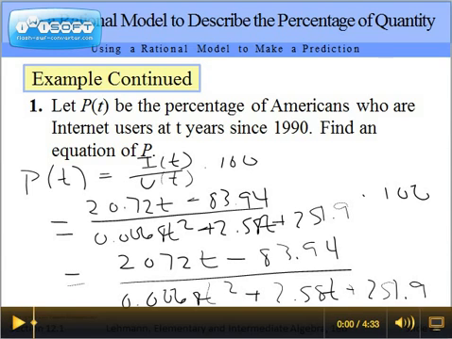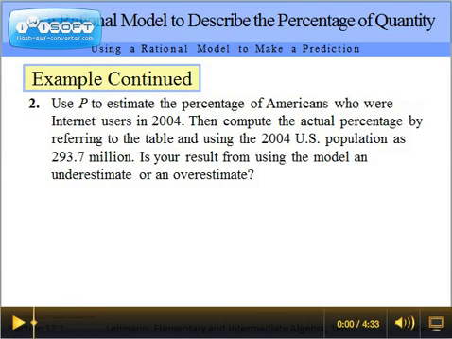Next, I want to use P to estimate the percentage of Americans who were internet users in 2004. Then I want to compute the actual percentage. Is your result from using the model an underestimate or an overestimate? So I will calculate P of 14, since 14 represents the year 2004.